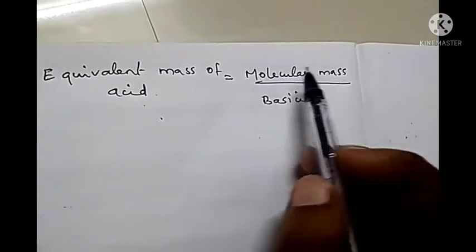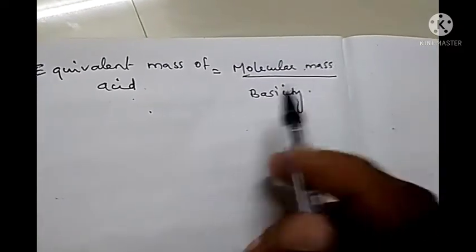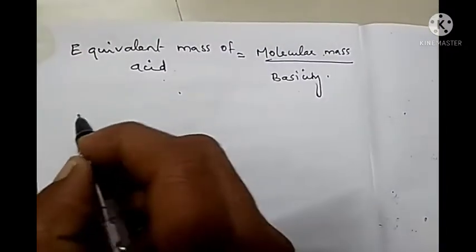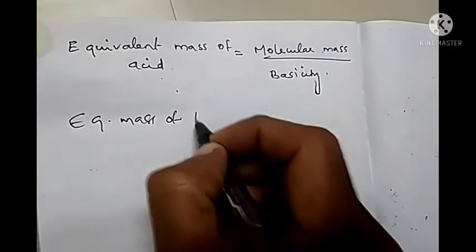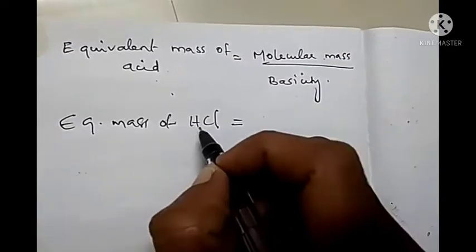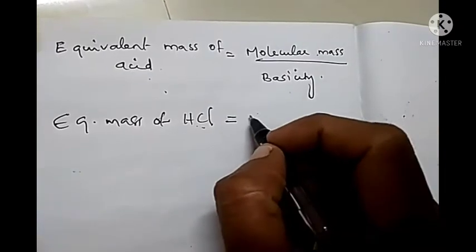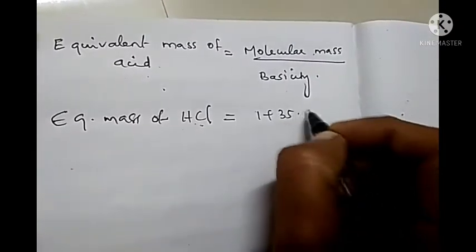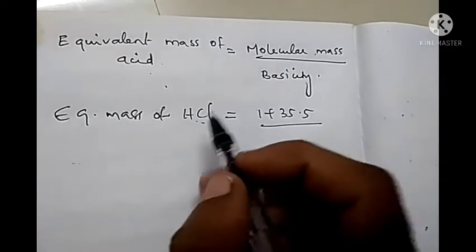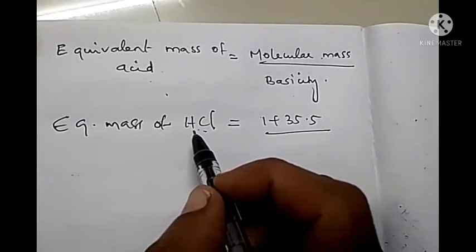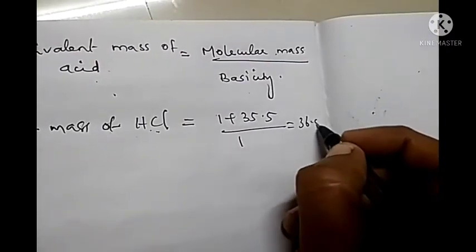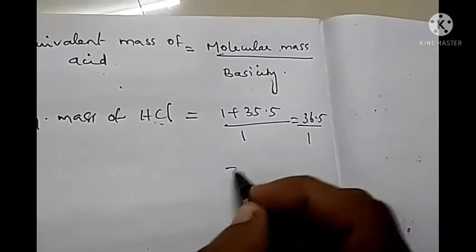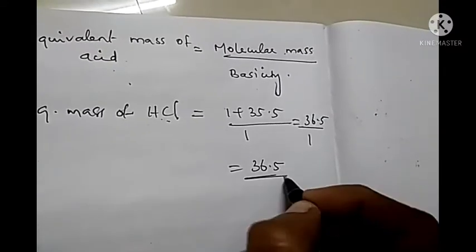Now, if we know the basicity of an acid, we can calculate its equivalent mass. Equivalent mass of an acid is equal to its molecular mass divided by its basicity. For example, the equivalent mass of HCl. How can we calculate that? The molecular mass of HCl is equal to 1 plus 35.5, divided by the basicity. Number of H plus ions replaceable is 1. So that is equal to 36.5 divided by 1, which is 36.5 itself. This is the equivalent mass of HCl.